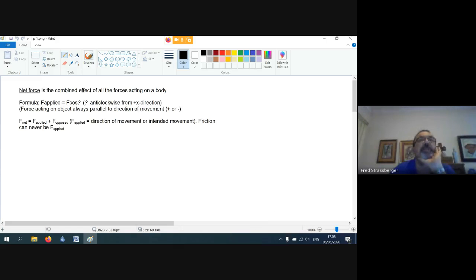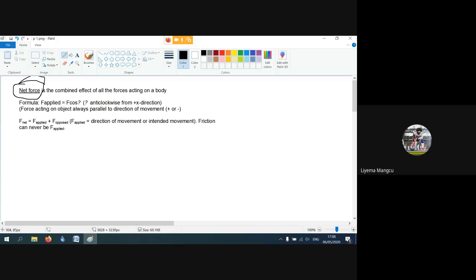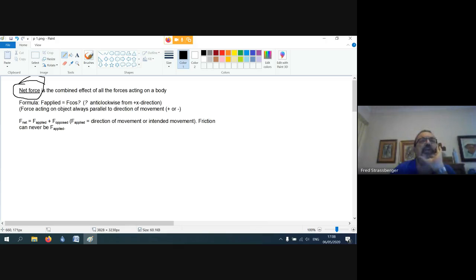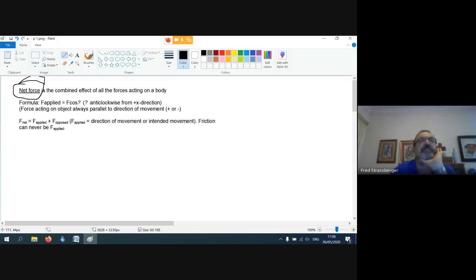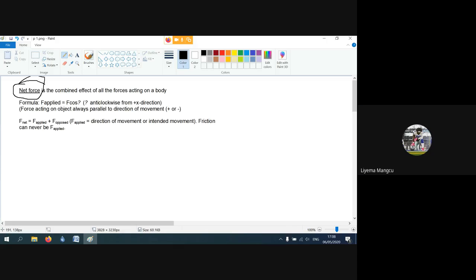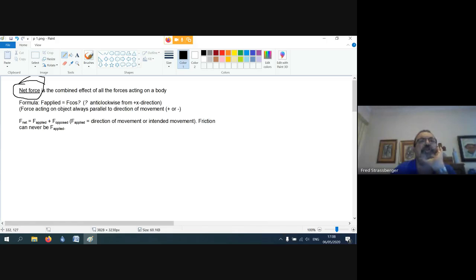Just a few things to always keep in mind: your net force is just the combined effect. By combined effect, I mean you add them together, always keeping in mind that they're both positive and negative, right? The force applied or the force opposing is equal to F cos theta.